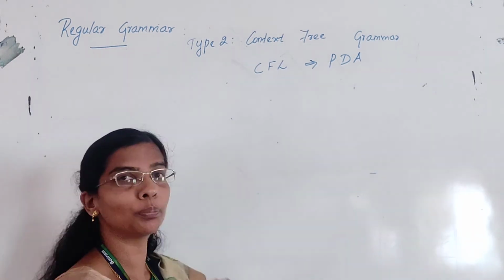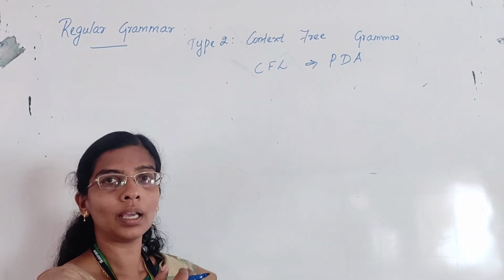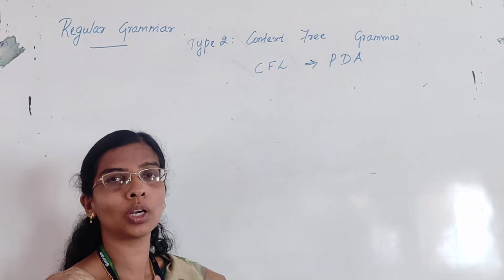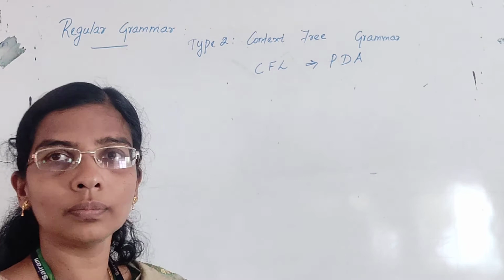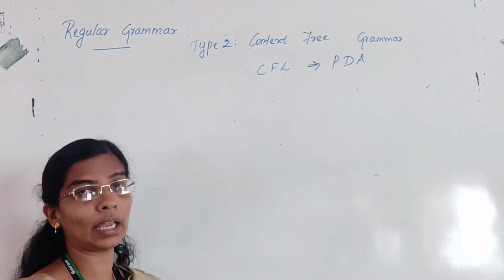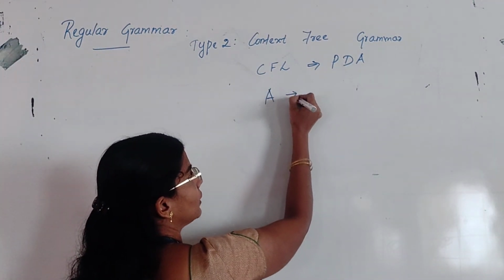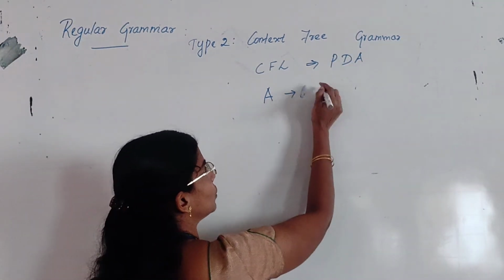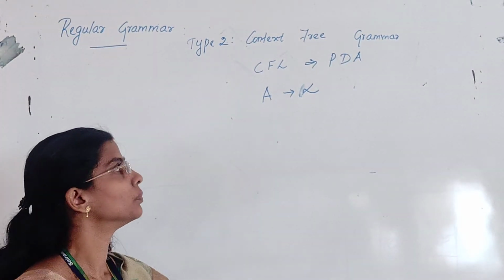Push down automata accepts context free languages. Context free grammar: here the form of my production is A tends to alpha.